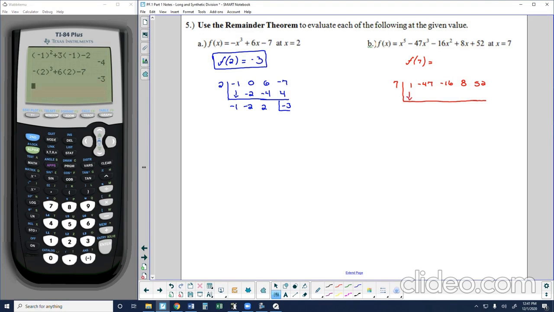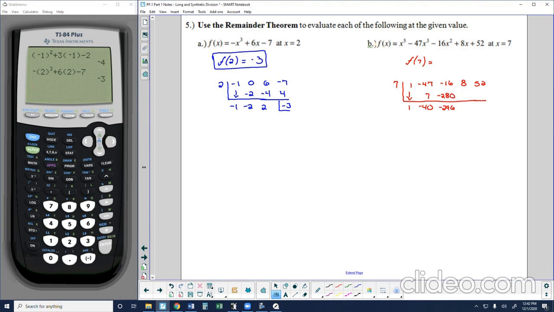Add down the column. There's nothing to add to 1, so I'm just going to bring that 1 down. Take that 1 times my 7, which is my 0. 1 times 7 is 7. That goes in the next column. Add down that column. I would get a -40. I'm going to take that -40 times 7, which is -280. I'm going to add down the column. -280 plus -16 would be -296. I'm going to take that times my divisor 7.